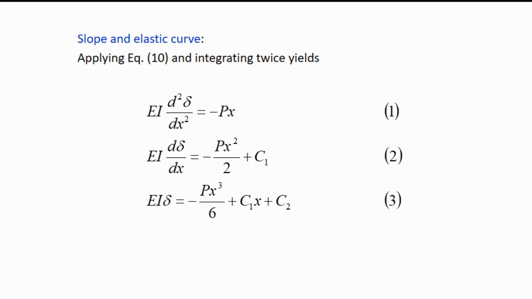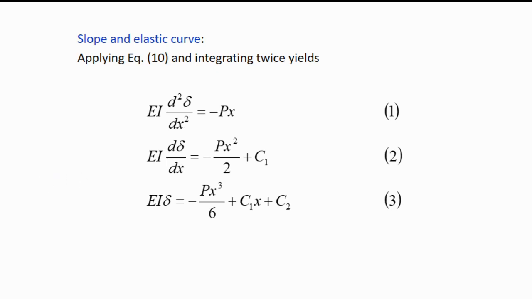If we integrate again, we'll get EIδ = -Px³/6 + C1x + C2. There are two constants of integration, C1 and C2. This is equation number 3, and this is the equation for the elastic curve. That means if we get this equation, at any distance x we can find the δ or y, that is the deflection of the beam.